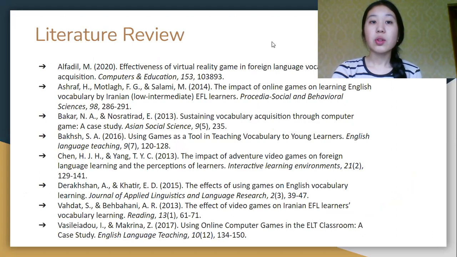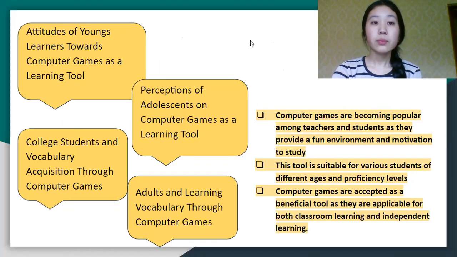Now let's go to the literature review. So I have revised 8 studies to see what is already known in the field. And I have analyzed and revised all the works by dividing them into 4 themes. So the first one, attitudes of young learners towards computer games as a learning tool, then adolescents, the perceptions of college students, and then adults.